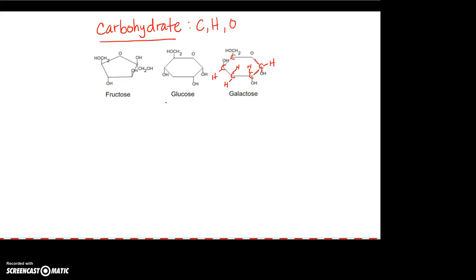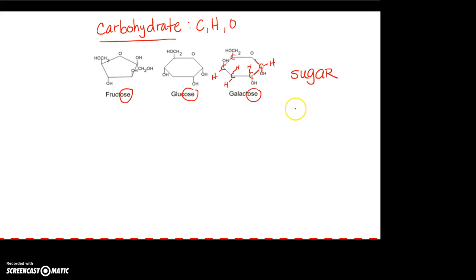The second thing you might notice is that all these very simple sugars end in OSE. If you see anything that ends in OSE, you know it's a type of very simple carbohydrate. If it's a carbohydrate that's made out of one of these rings or two, we refer to that as a sugar.